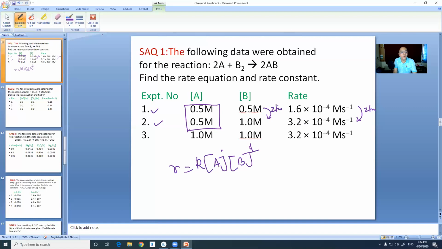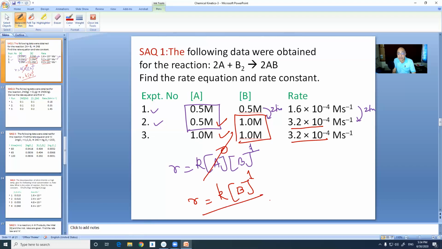Right? Now you look at data 2 and data 3, where the B concentration is kept constant, and while doubling the concentration of A, the rate remains constant. Tell me, with respect to A, what is the order? It is 0. You have increased the concentration 2 times. Even if you do 3 times, 4 times, the rate will remain constant, and that is the symptom of a zero-order reaction. So in that case, A goes out from the rate law. So the rate equation finally becomes K into B to the power 1.